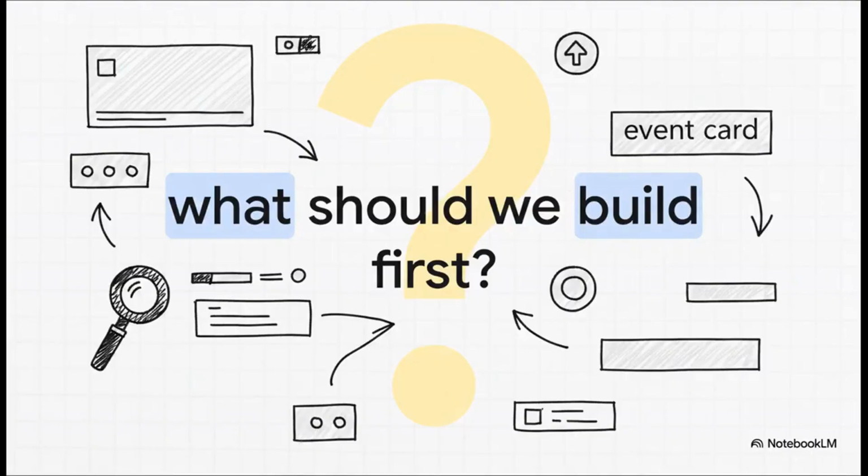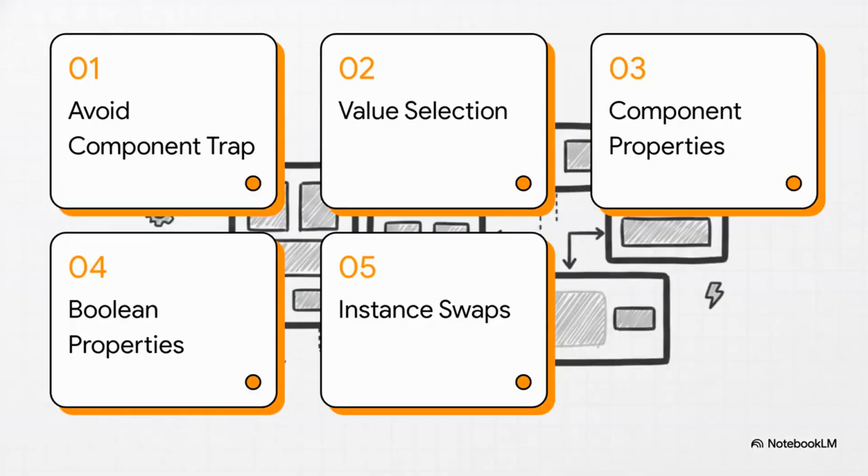Because let's be real, when you stare at a fresh interface, almost everything looks like a candidate for a component, right? You see event cards, you see buttons, title tags, literally everything could theoretically be a component. Here is our roadmap for the explainer today. We'll cover avoiding the component trap, selecting for business value, Figma component properties explained, and then we'll do a step-by-step on both Boolean properties and instant swaps.